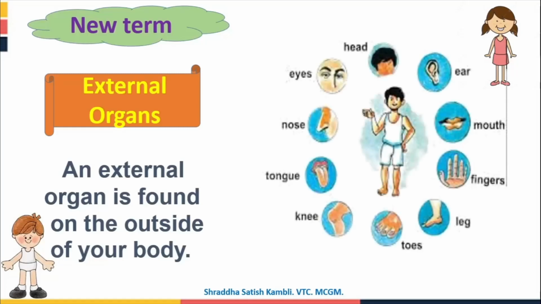Let us look at some external organs here. Your head is an external organ, ear, your mouth, your fingers, legs, toes, knee, all these are external organs. That is, these are the organs which we can see outside our body.